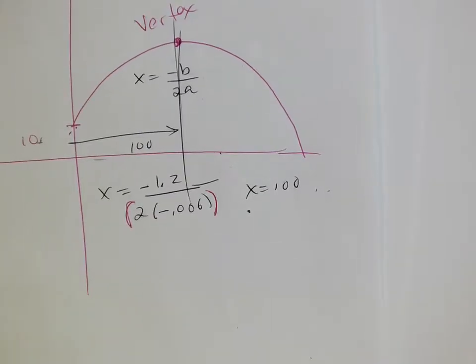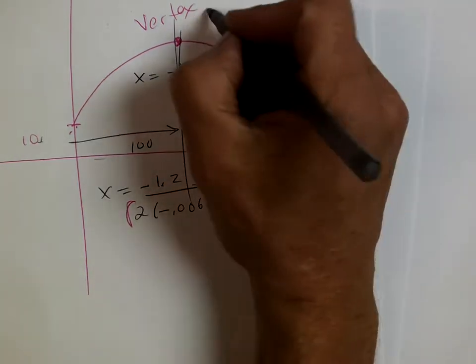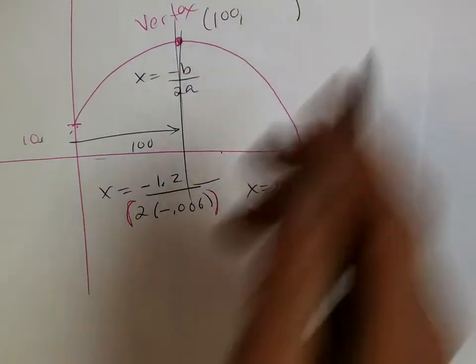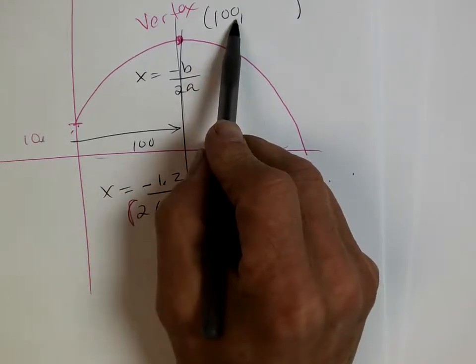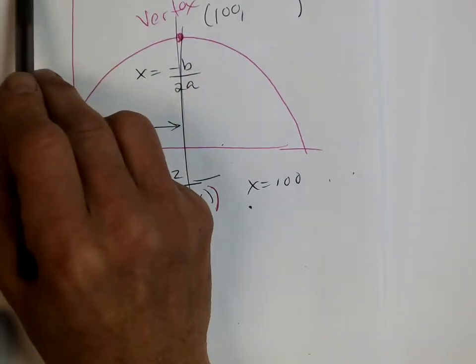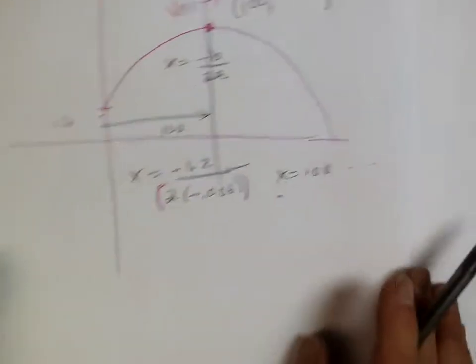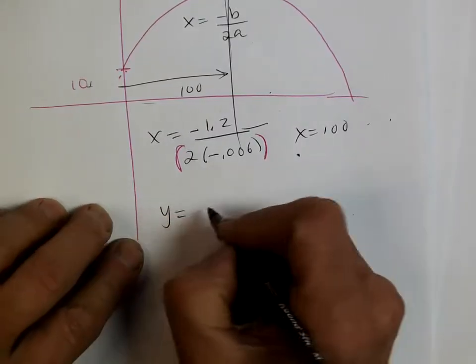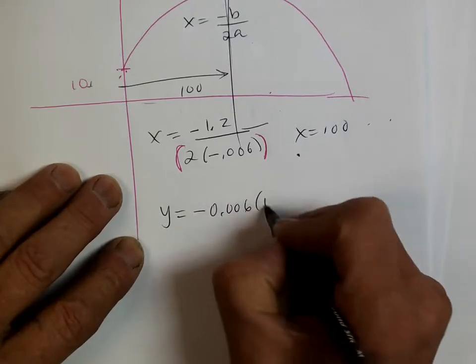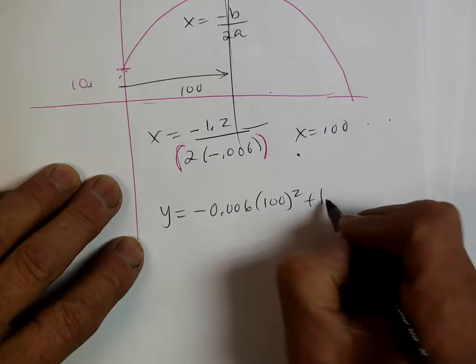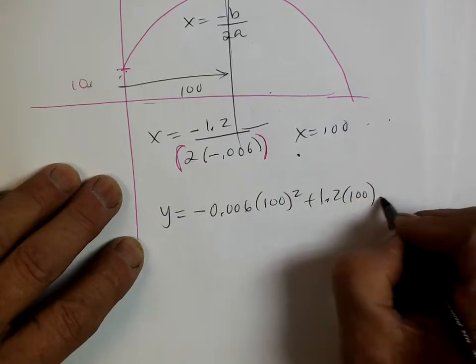We don't know its highest spot yet, but we're going to get that because, as a famous person named Isaac Cortez once said, plug and chug. If I need 100 something, if I plug in the something, we'd get the height. So let's go y equals negative 0.006 times 100 squared plus 1.2 times 100 plus 10.